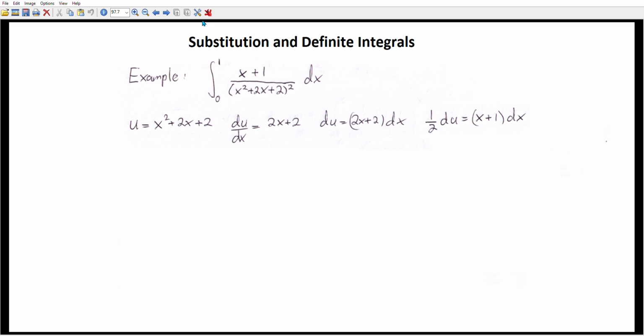Now we need to worry about the limits. When x is 0, u is 0 plus 0 plus 2, or 2. And when x is 1, u is 1 plus 2 plus 2, or 5.